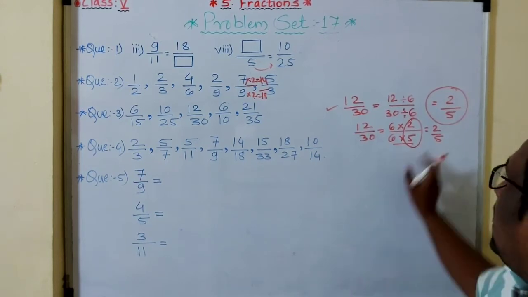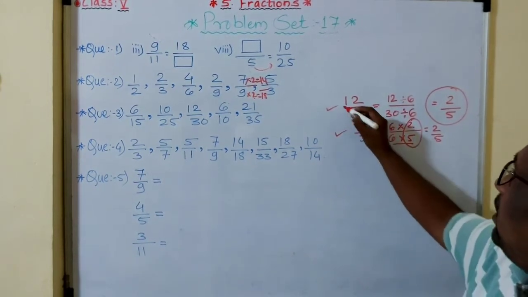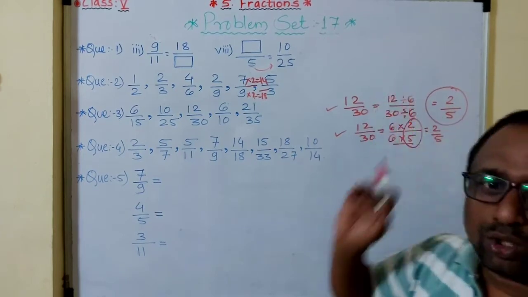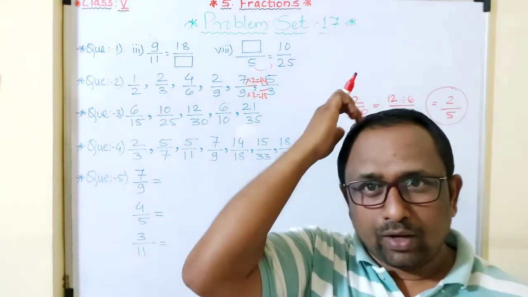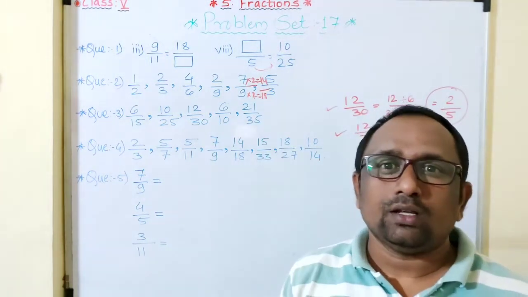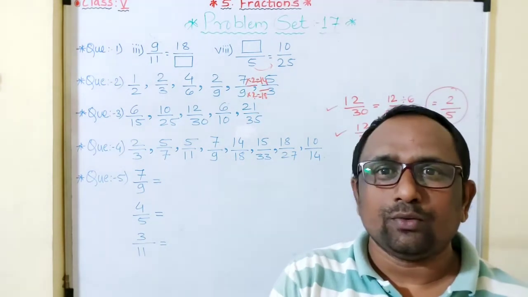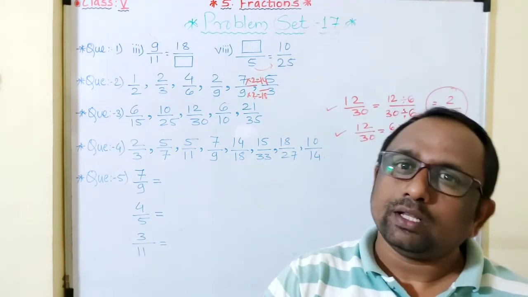answer. Okay, like this way students, this is multiplication way, this is division way. So as you wish. Okay, if you feel this way is easy, the division way, you can solve like that, or the multiplication way. If you think that is simple, then you can solve this.